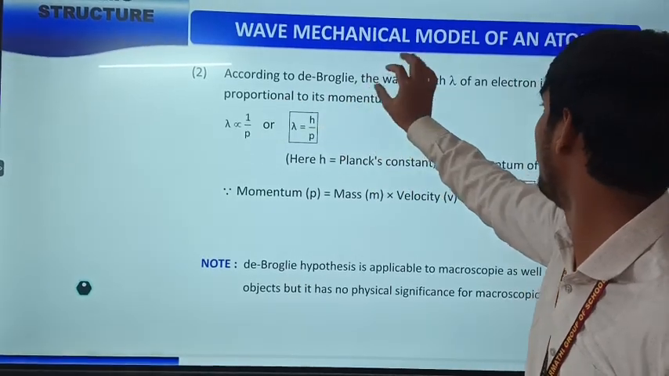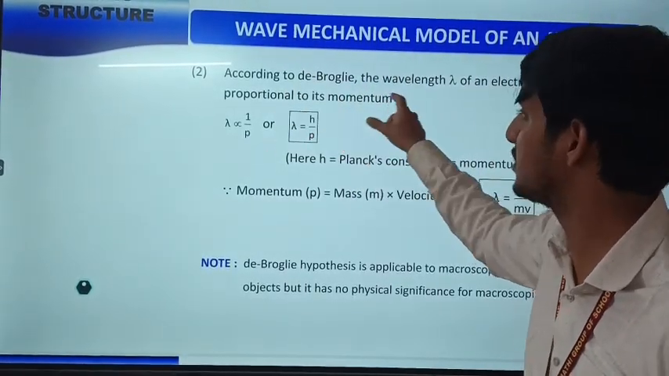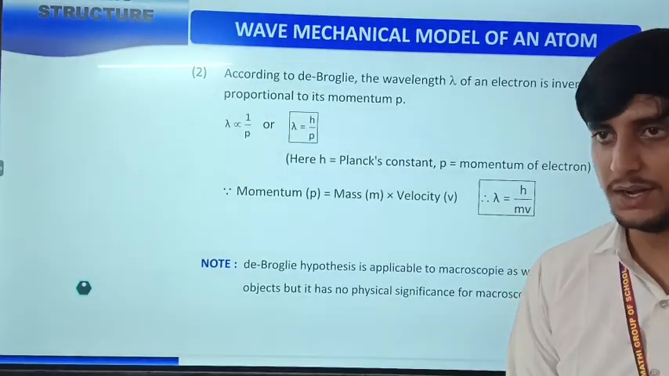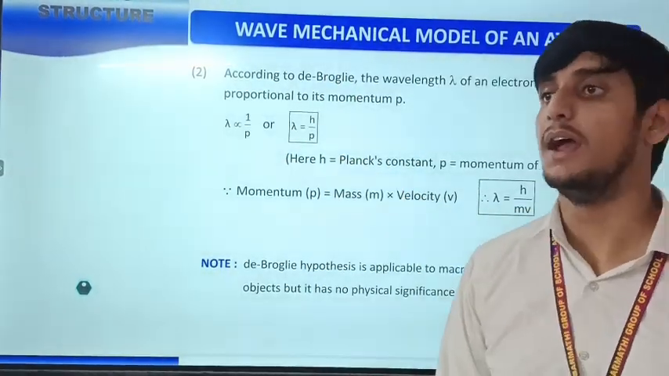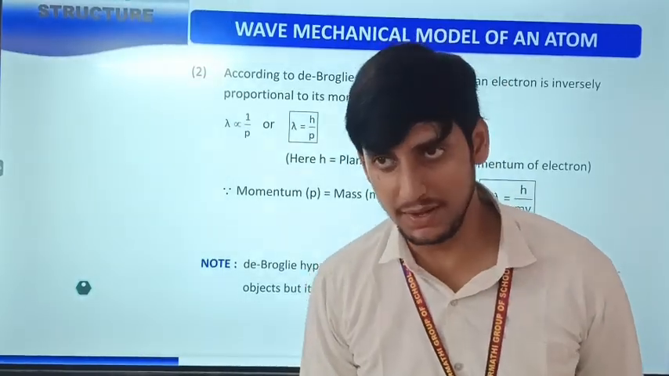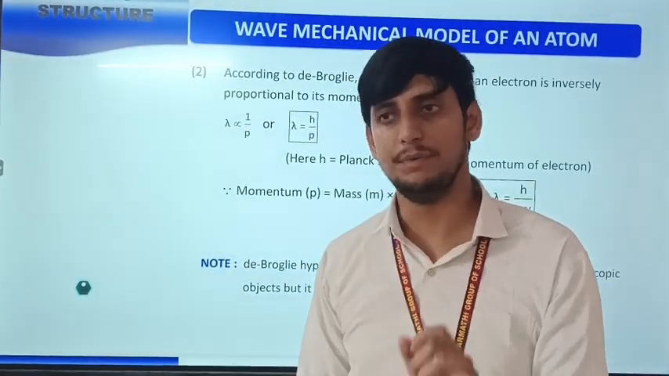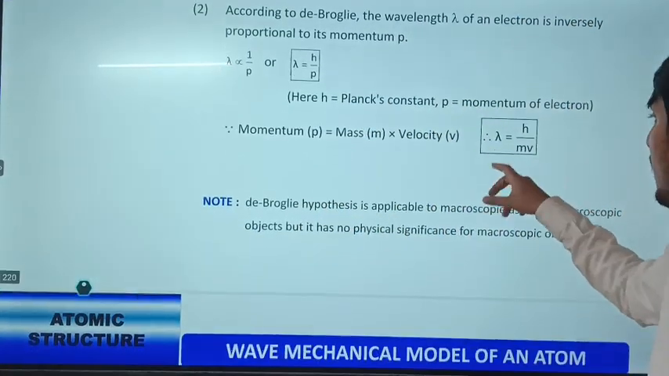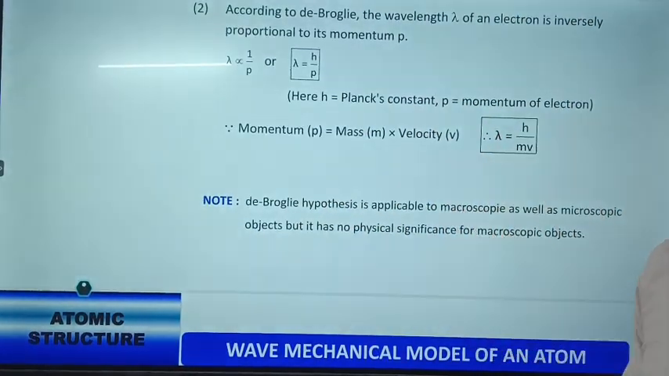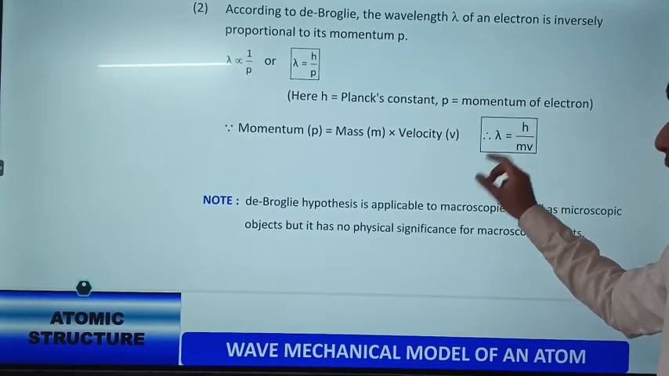According to de Broglie, the wavelength lambda of an electron is inversely proportional to the momentum. Lambda equals h upon p, and p is momentum. Everyone knows the momentum formula, p equals mv. After putting in the value, lambda equals h upon mv. Remember this formula: h upon mv.